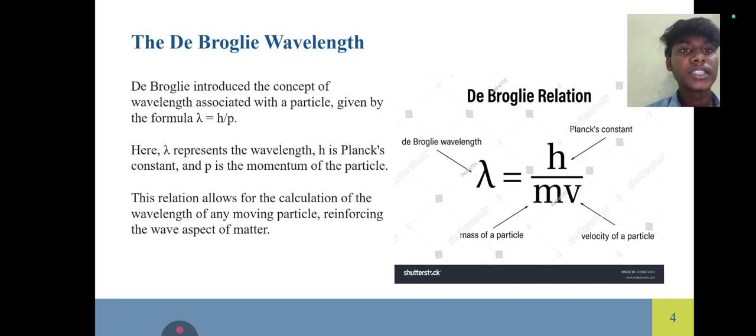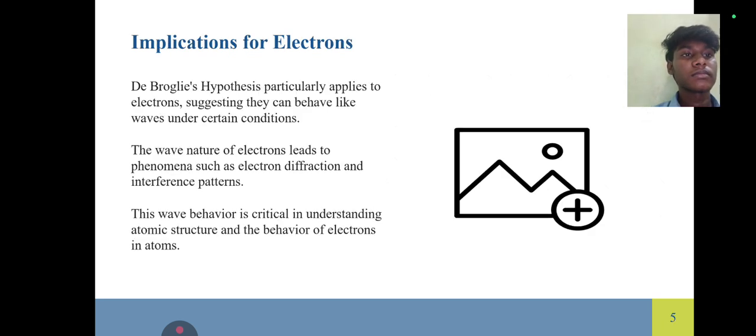The de Broglie wavelength. De Broglie introduced the concept of wavelength associated with a particle, given by the formula lambda equals h by p, where lambda is the wavelength, h is Planck's constant, and p is the momentum of the particle. This relation allows for the calculation of the wavelength of any moving particle, reinforcing the wave aspect of matter. Next, p is equal to mv, mass into velocity.